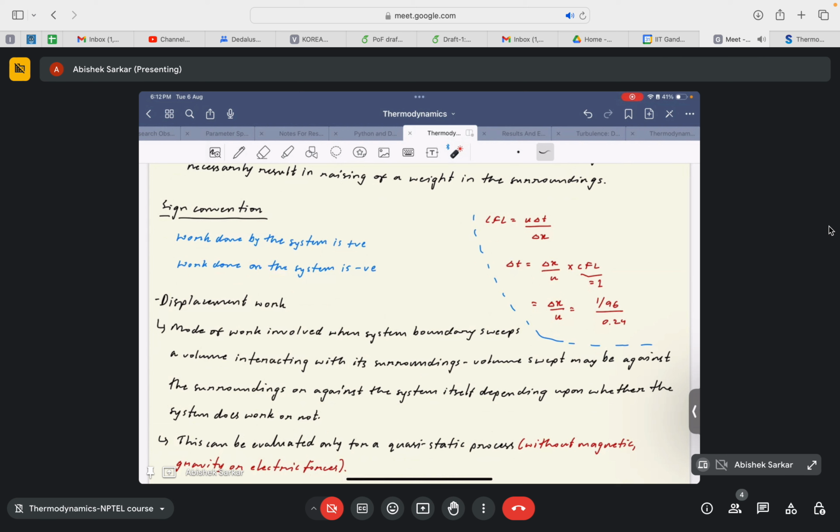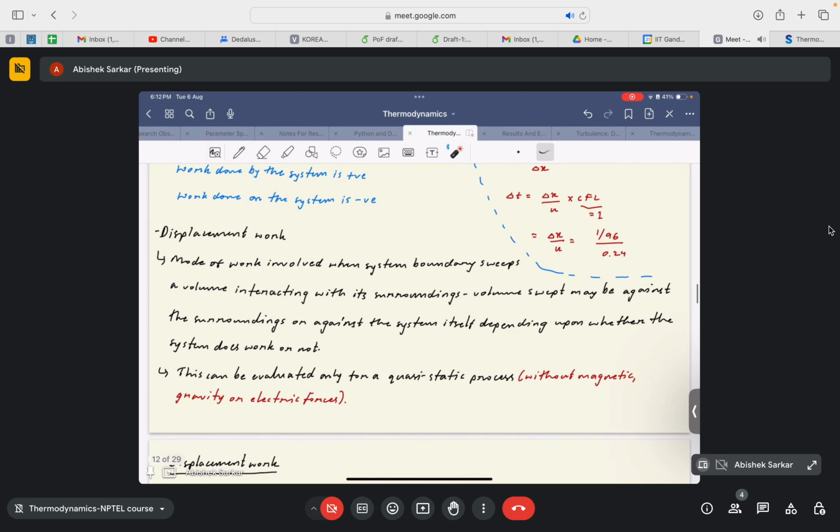Okay, so it is not always necessary that the surrounding only does work on the system, or the system only works on the surrounding. It may also happen that there are several systems interacting with each other. So in that case, if you are focusing on a particular system, then the work done on the system by the other systems that we are not focusing upon can be taken to be negative, and the work done by the system on the other systems can be taken to be positive. Okay, so I hope the sign convention was clear. It's a very trivial thing to remember or understand, but it's very important as well. That's why I'm emphasizing it.